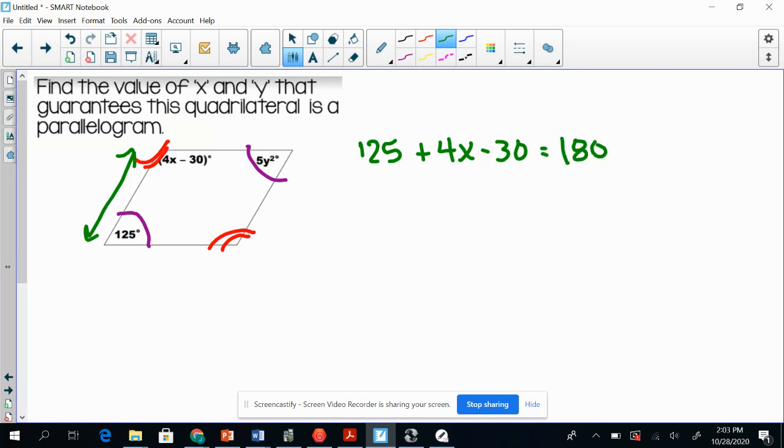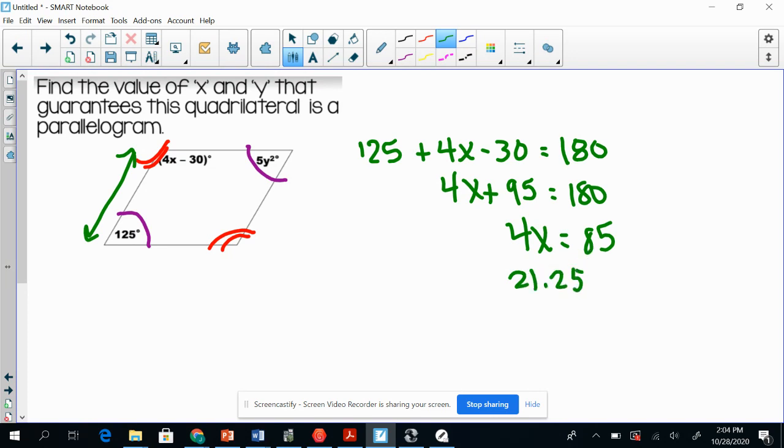So again, supplementary means equal to 180 when you combine. So 125 minus 30. So combining like terms and cleaning up first. So 4x plus 95 equals 180. Subtract 95 from both sides. And you get 4x equals 85. Divide by 4. So you get 21.25 as our answer for x.